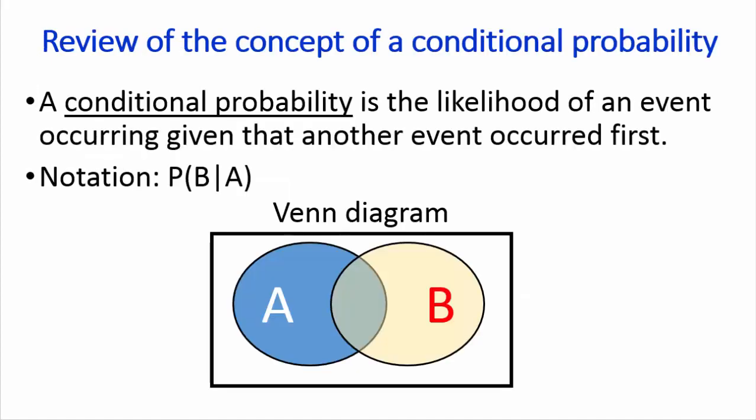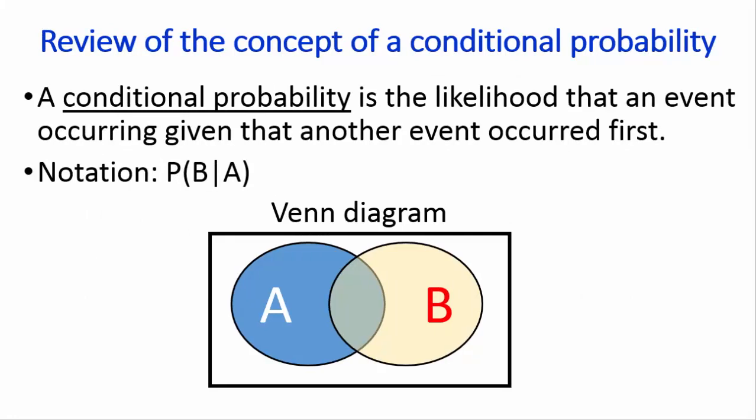So what is a conditional probability? A conditional probability is the likelihood that an event will occur given that another event has occurred first. The notation for a conditional probability is P parenthesis B, then a straight up and down line, which means given that A has occurred. So, the probability that B will occur given that A has occurred first. Below is a Venn diagram to illustrate this concept. If you are in the blue circle A, what's the probability that you're also in the yellow circle B?